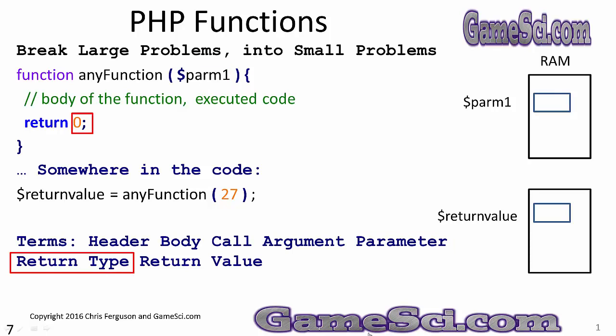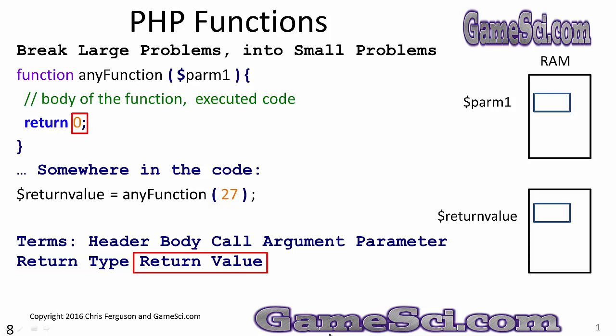Return type. Functions can send things back. They don't have to, but they can send things back to the caller. In this case, the return type is an int. Since we're sending a 0 back, we're sending a numeric integer value back. The return type is the type of variable or piece of data that gets sent back from the function.